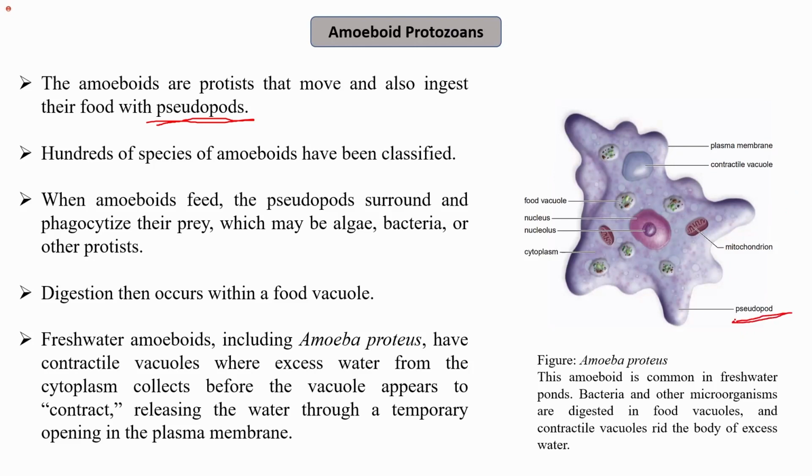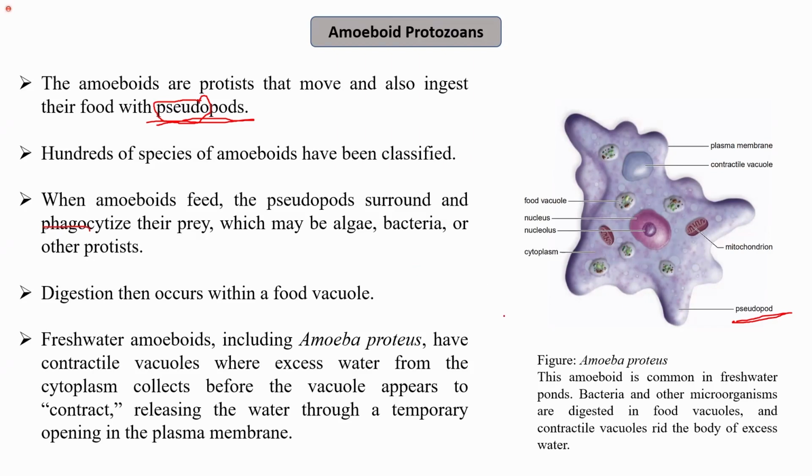Pseudopod. Pseudo means false. Whenever the word pseudo is used, it means false, and the word pod has always been related to appendages. So these are false appendages or false finger-like projections that help in locomotion and in capturing food. Hundreds of species of amoeboids have been classified. When amoeboids feed, the pseudopods surround and phagocytize their prey. So basically, amoeba feeds through the process of phagocytosis.